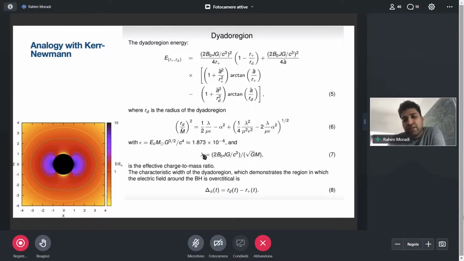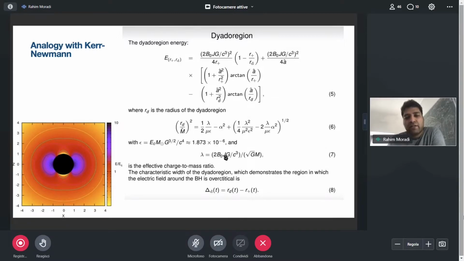As you can see, this is the lambda, the charge-to-mass ratio of the black hole, 2B0J. So here it says that in first principle there is no charged black hole, and whatever it is, there is a gravito-magnetodynamic interaction of the black hole with the surrounding magnetic field.